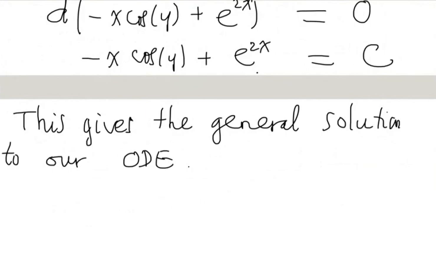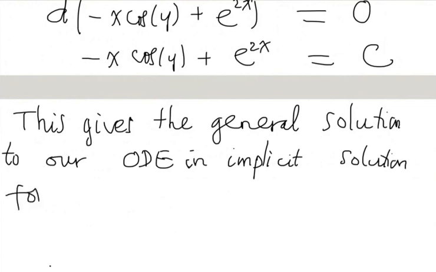Now for this general solution, we could actually solve and get the explicit solution from the implicit one. But it's okay to leave it in this format. This is the implicit solution format.